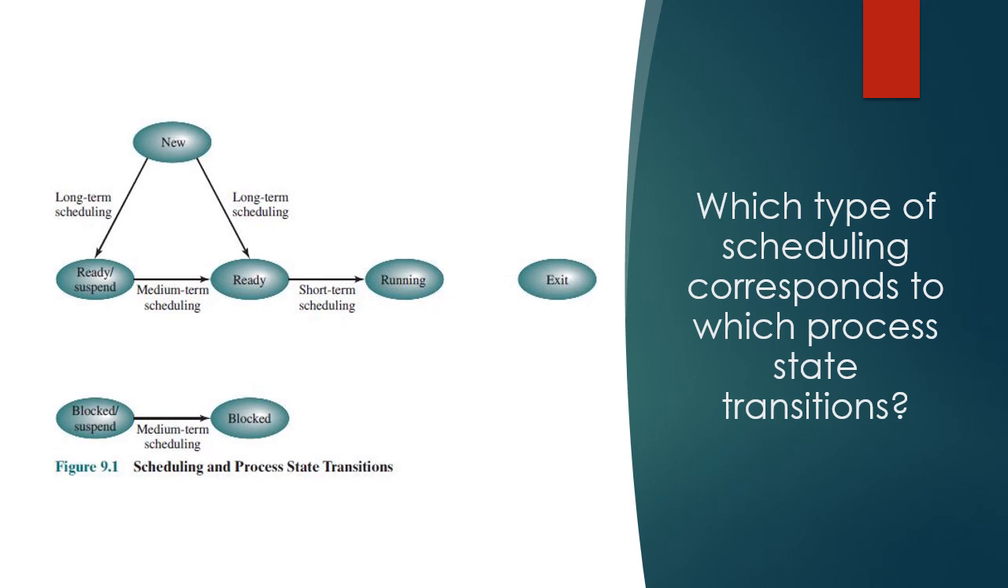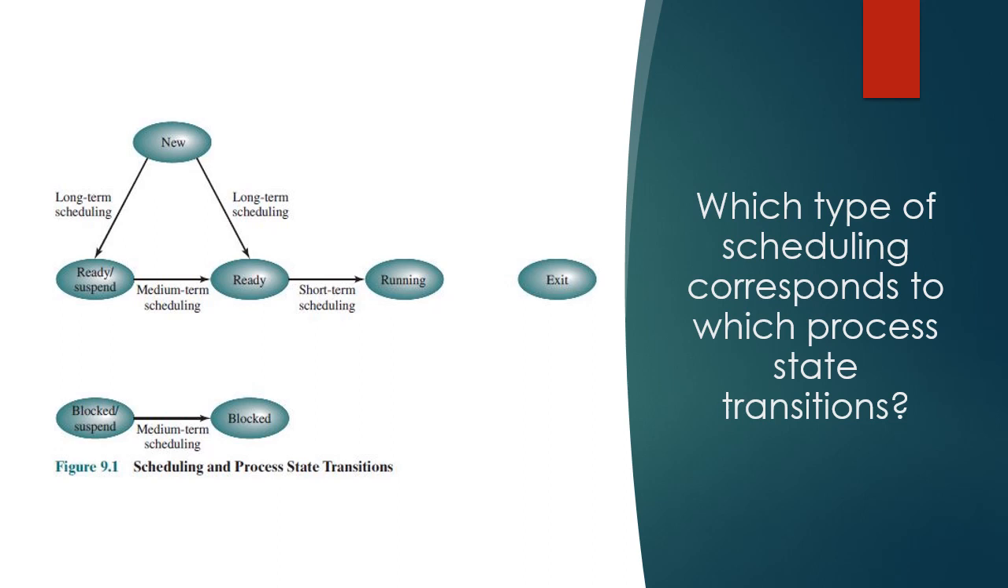The decision to put a newly created process in the RAM or the hard disk is a long-term scheduling decision. The decision to bring a process from the hard disk into the RAM is a medium-term scheduling decision. The decision to assign the processor to a process in the RAM is a short-term scheduling decision.